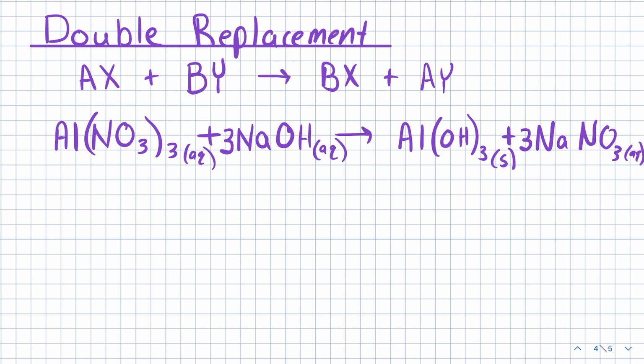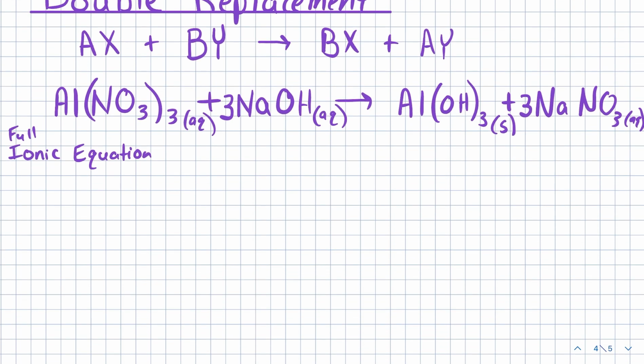Now what we're going to do, just like we did in our single replacement, is the ionic equation. This is going to be my full ionic. So with my full ionic equation, anything that can be split into its ions is going to be split into its ions. And so that means anything that's aqueous. Aqueous, remember, means that it is soluble in water. It can break into its ions in water. And so the things that cannot break apart into their ions are anything that's not aqueous. And in this case, that's going to be my aluminum hydroxide.